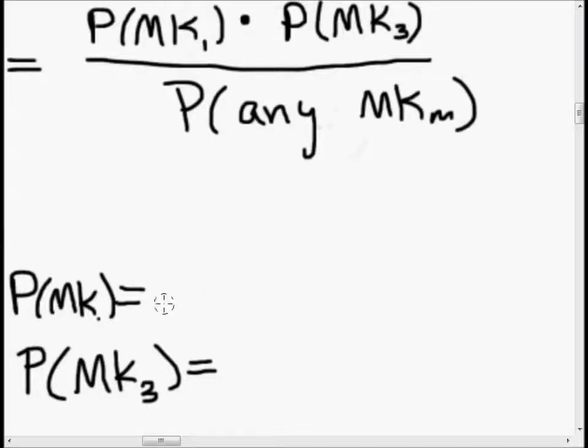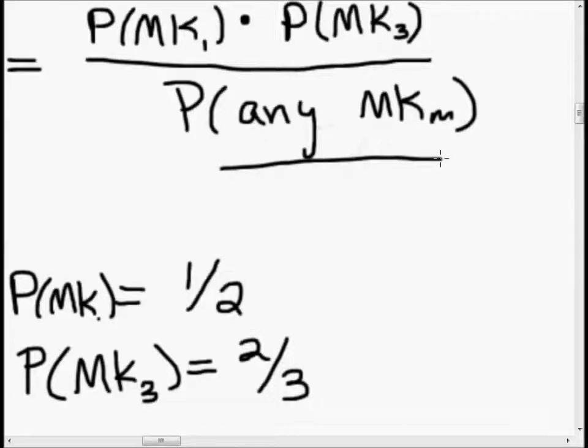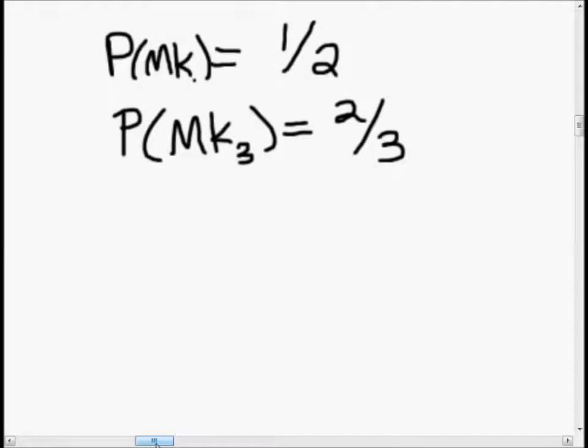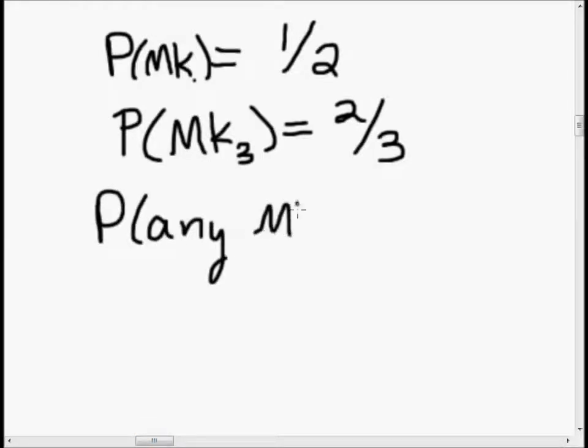So let's go ahead and back up. I'm sorry about that. The probability he makes his first shot is 1/2. The probability that he makes his third shot is 2/3, right? And so what is the probability that he makes any bottom shot? Let's go ahead and figure out that one. I'm going to call it any make 3.